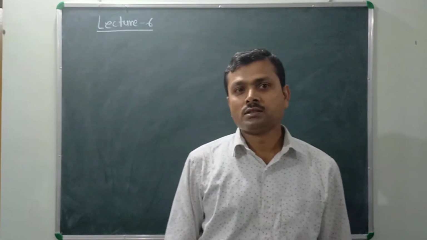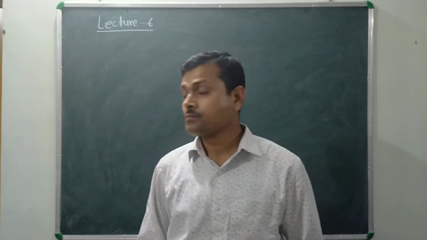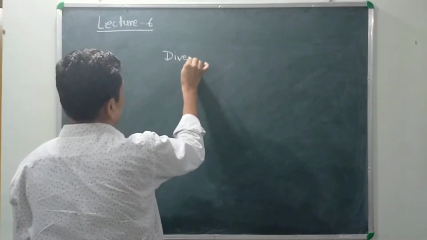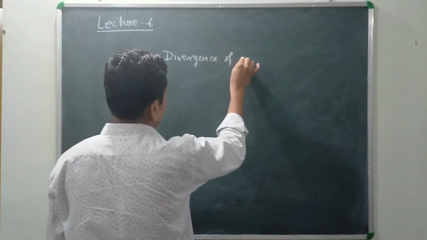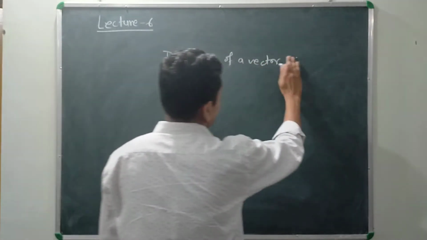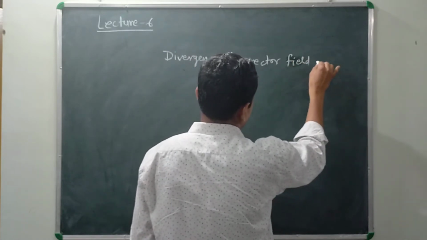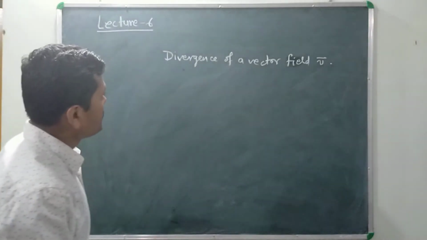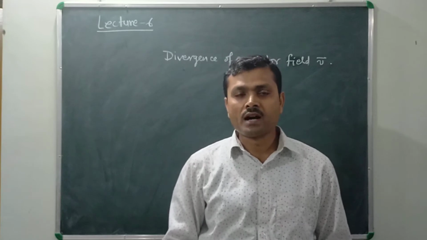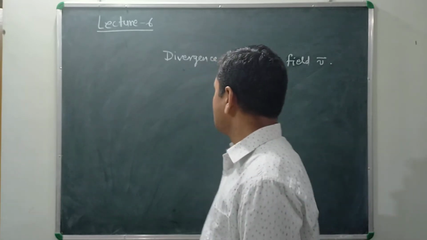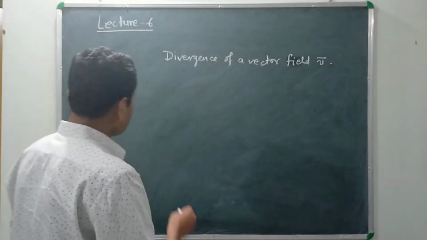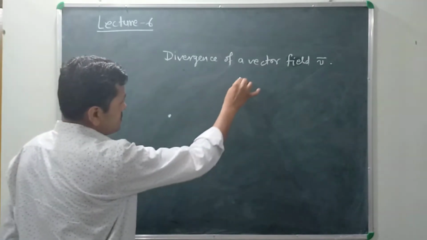Today we are going to discuss divergence of a vector field V. We know that any vector field may be characterized by the field lines, and in order to understand the concept of divergence, let us consider 2 points in a space.